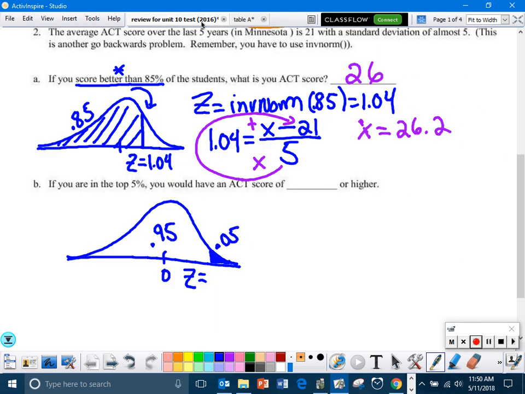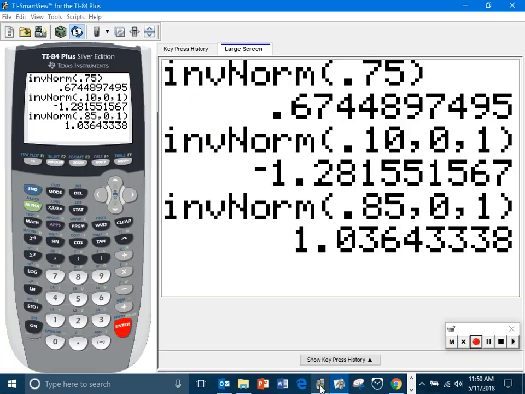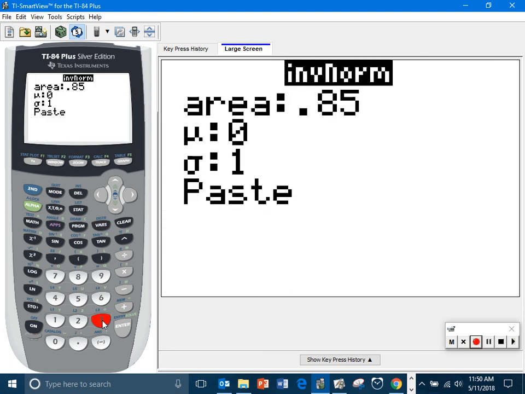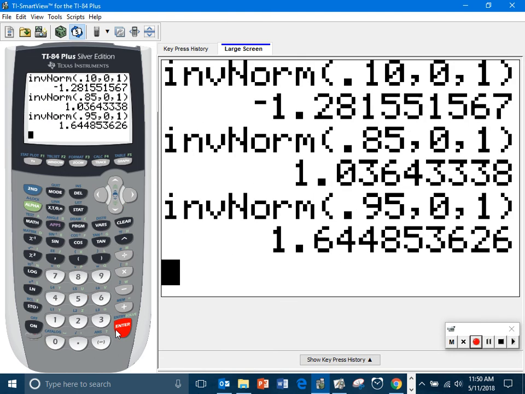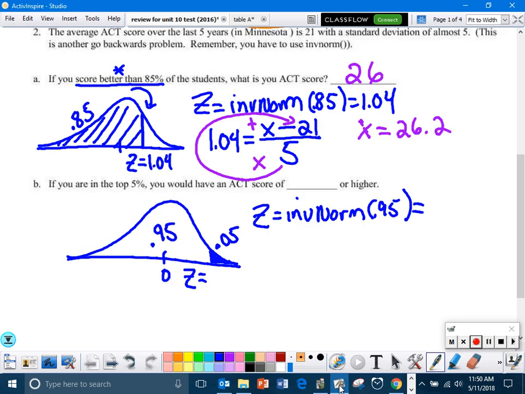Now I'm going to do it on the calculator. So again, I'm going to do inverse norm. I'm going to do 0.95. So 1.64.